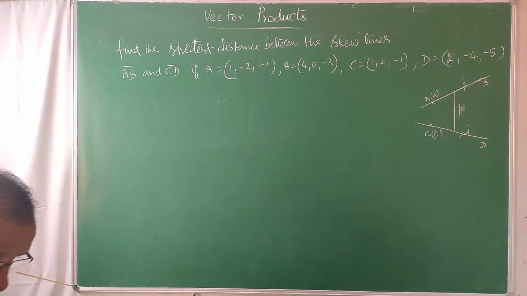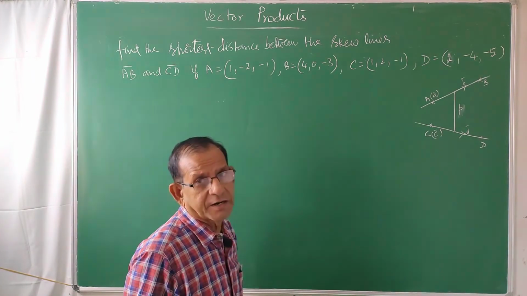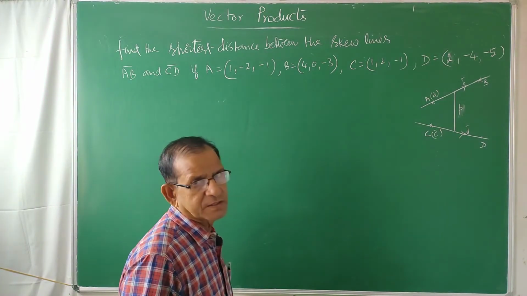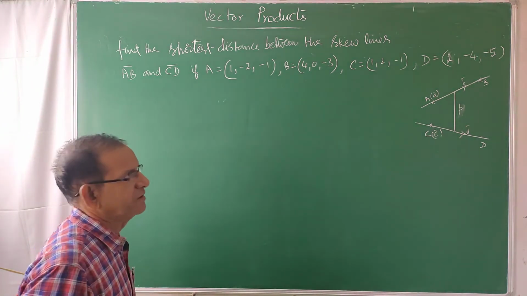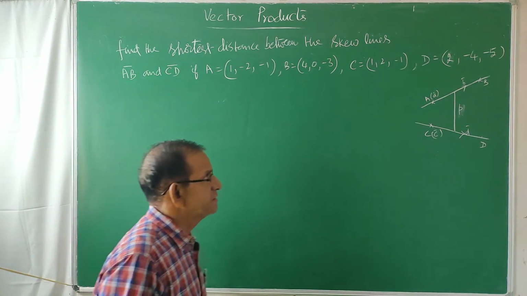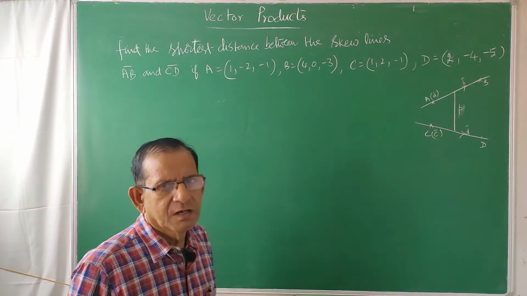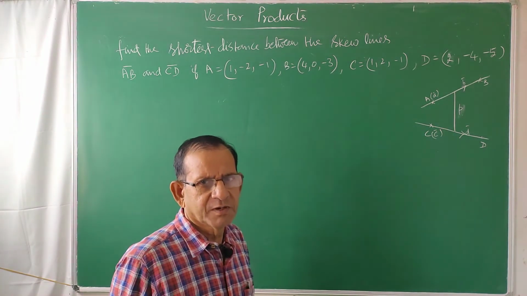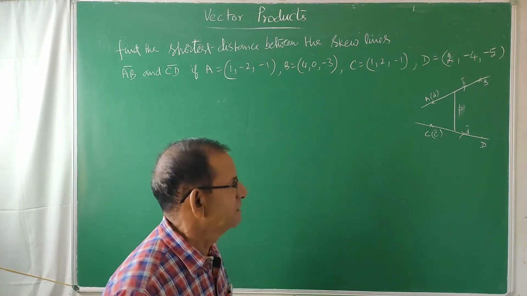Now see this question. In this question, 4 points are given, A, B, C and D. We have to find the shortest distance between AB bar and CD bar. We have to convert these two lines into the standard form: R bar is equal to A bar plus T B bar, and R bar is equal to C bar plus S D bar.